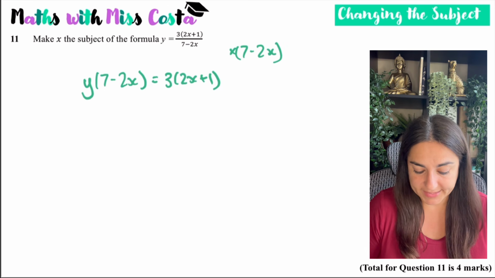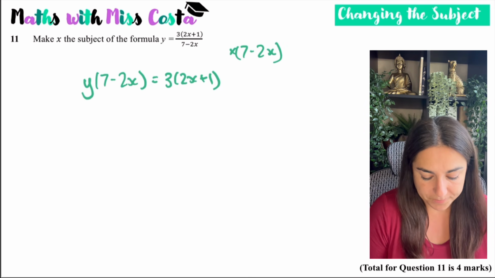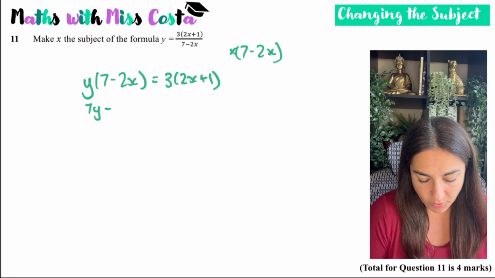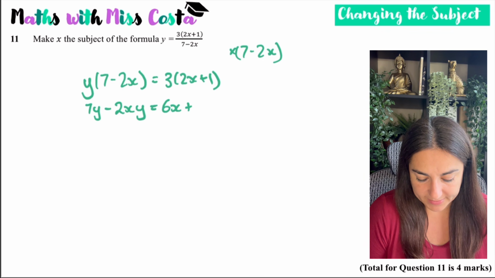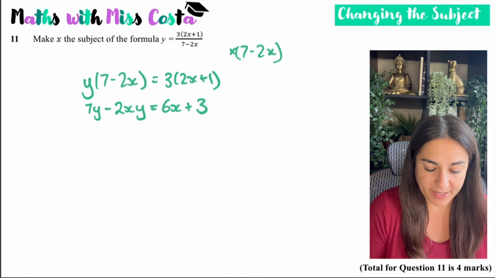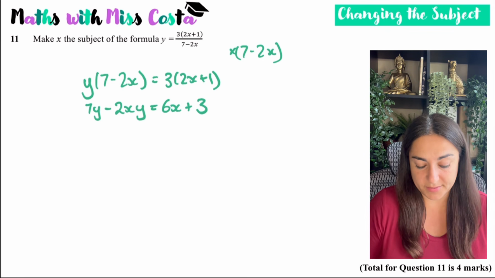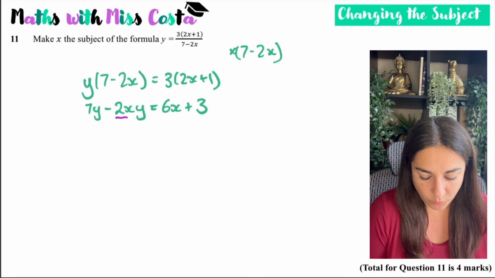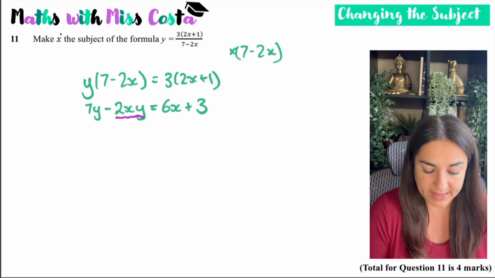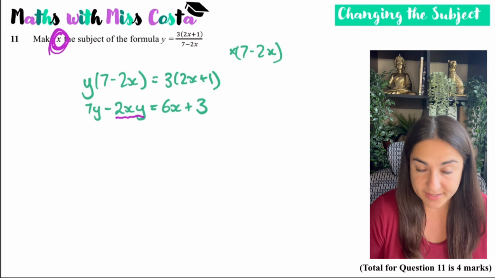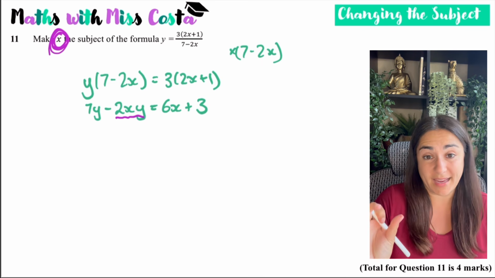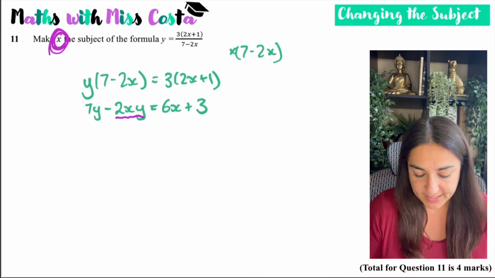Now I've got brackets. I'm going to want to expand them. So I'll be left with 7y minus 2xy equals 6x plus 3. And this is where it gets a little bit trickier, because we've got a term that has x and y in it. But whenever we're doing anything like this, we want to make x the subject. So what we want to do is bring all of the x terms to the same side. So I'm just going to do that.